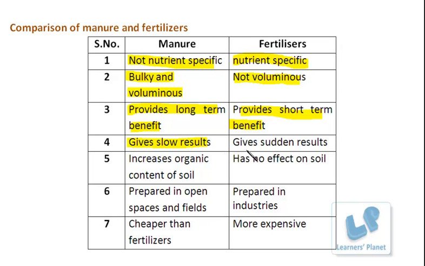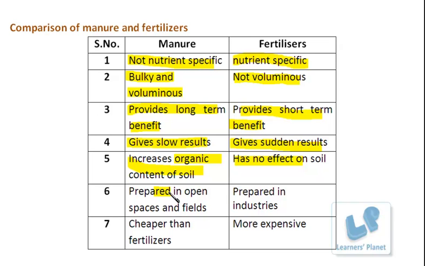In the case of fertilizers, it gives a sudden result, because the specific nutrient in the required form is provided by the fertilizers. Next thing is that manure increases the organic content of the soil, whereas fertilizers do not have such an effect.